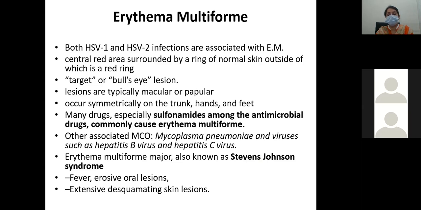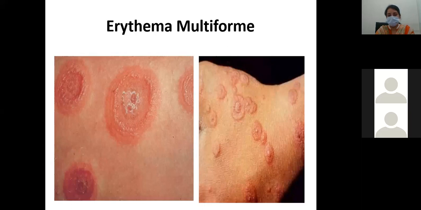Okay, then many drugs, especially sulfonamides among the antimicrobial drugs, commonly cause erythema multiforme, but other associations include Mycoplasma pneumoniae and viruses such as hepatitis B virus and hepatitis C virus. And erythema multiforme major is also known as Stevens-Johnson syndrome. There can be fever, erosive oral lesions, and extensive desquamating skin lesions. Okay, this is a picture of erythema multiforme.